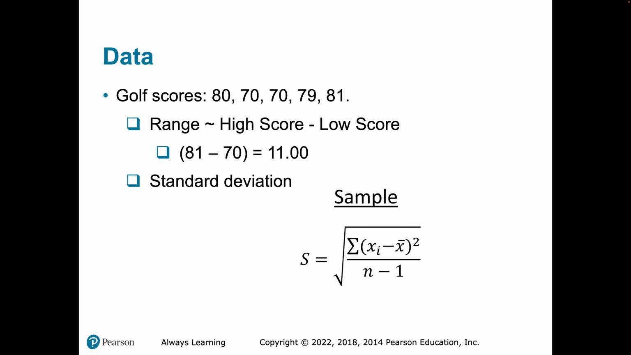Now, in terms of measuring variation, the range is defined as the high score minus the low score. The high score is clearly 81, the low score is 70, so the range would be 11. And then we get into something called a standard deviation.